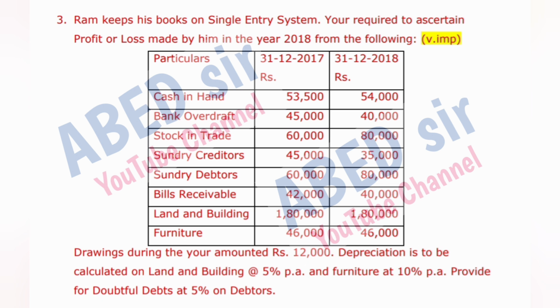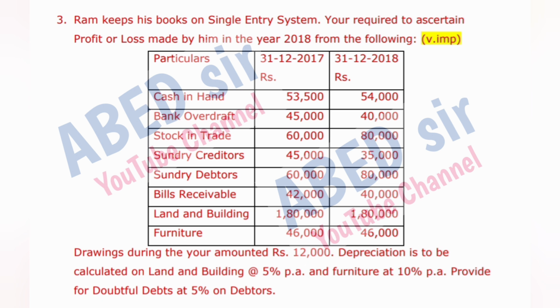53,500, 54,000. Bank overdraft 45,000, 40,000. Stock in trade 60,000, 80,000. Sundry creditors 45,000, 35,000. Sundry debtors 60,000, 80,000. Bills receivable 42,000, 40,000. Land and building 1,80,000, 1,80,000. Furniture 46,000, 46,000. Drawings during the year amounted to 12,000 rupees.